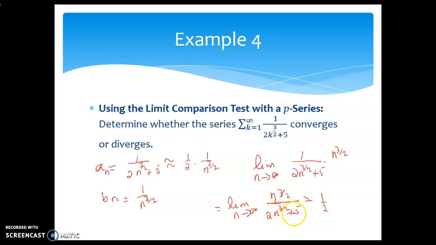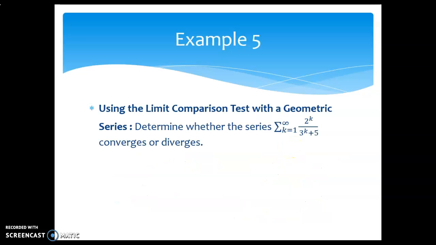So the limit is 1/2, and we know that b sub n here converges because it's a p-series. So that means a sub n would also converge. Now we want to determine whether this series here converges, and at this time we're going to use a geometric series as our b sub n.